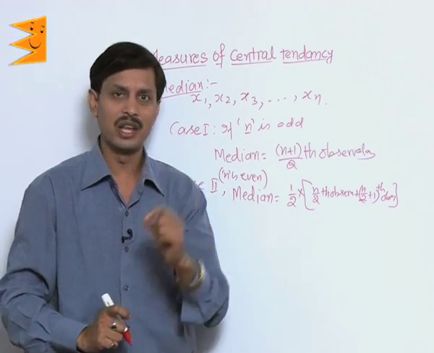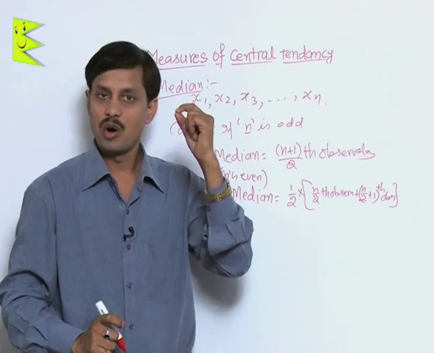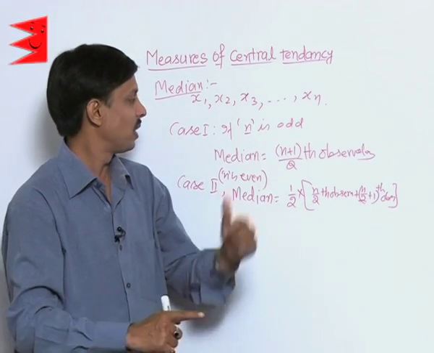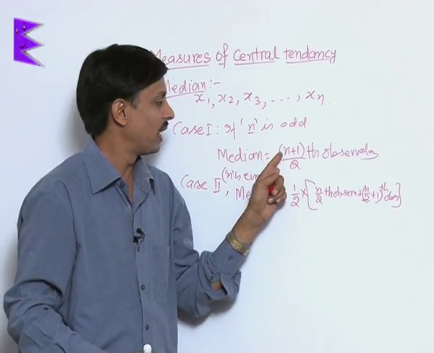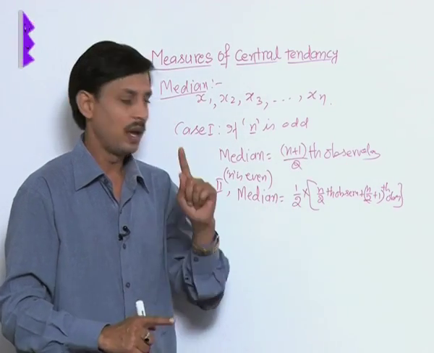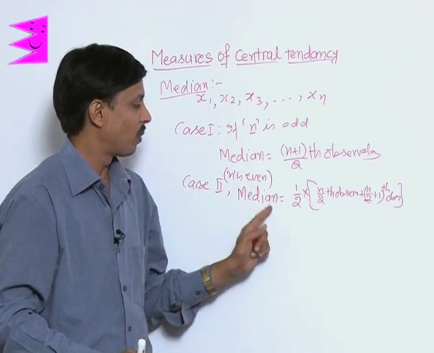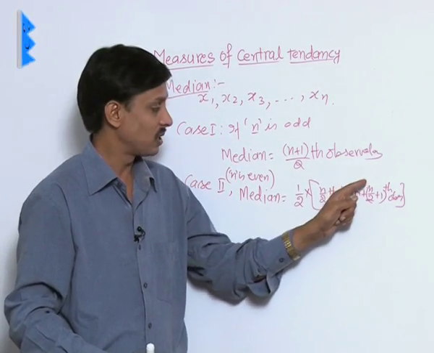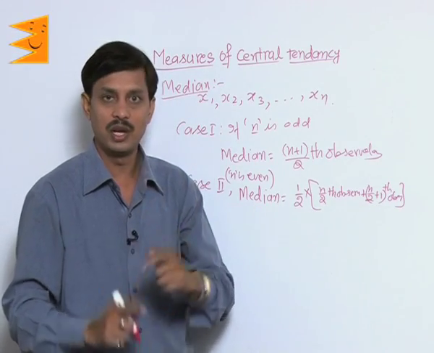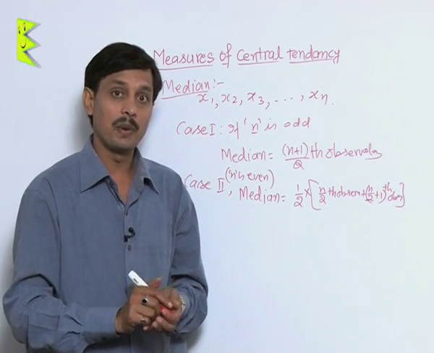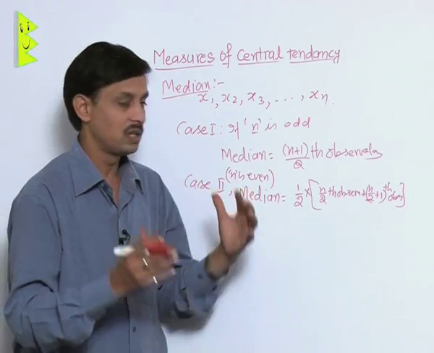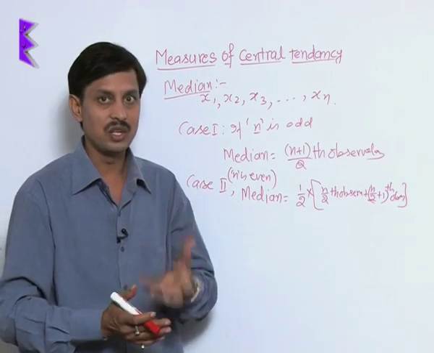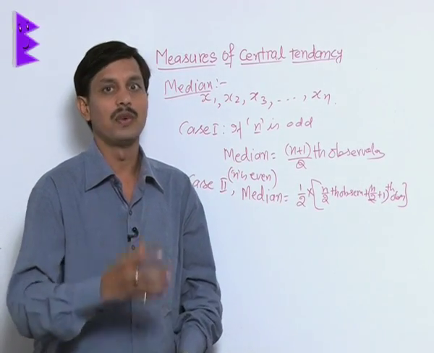data must be arranged either in ascending order or in descending order. Then you count the number of observations. If the number of observations is odd, apply the formula (n plus 1) upon 2th observation. If n is even, apply the formula: median is equal to half of the n by 2th observation plus the n by 2 plus 1th observation. So my ultimate purpose is to tell you what the median is. This is the central value. There are two separate formulae to calculate the median in the case of even and odd.